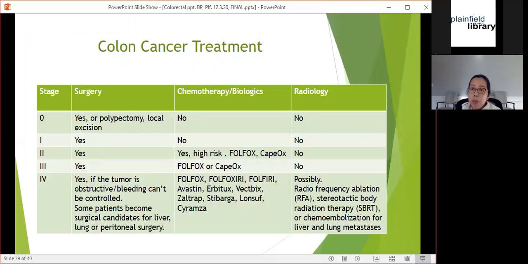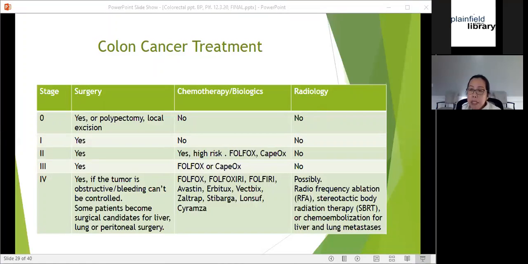A stage 2 patient with high-risk features might need adjuvant chemotherapy with FOLFOX or CAPOX. I will introduce chemotherapy medication later. Surgery is not indicated for stage 4 colon cancer. However, if the tumor is causing obstruction or the bleeding associated with the tumor is not able to be controlled by conservative measures, palliative surgical resection could be performed.